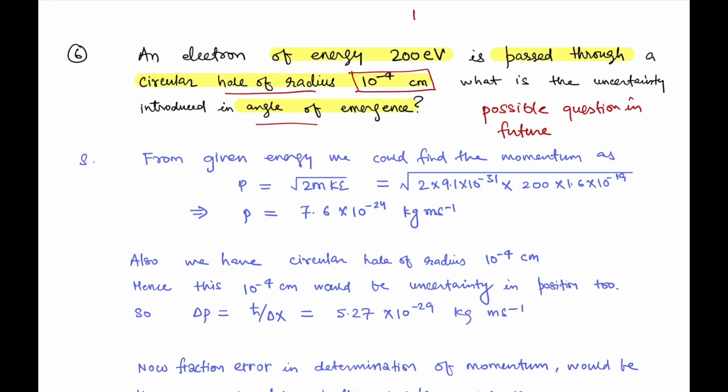Like this is the slit. Electrons are going like that. That electrons may come out like this. So out of the original direction, what is the angle of emergence? And I can call it a possible question in future.